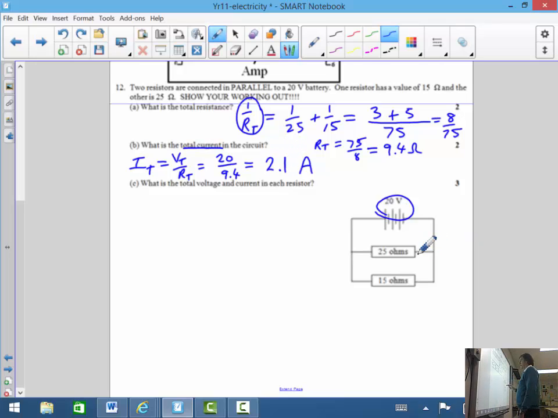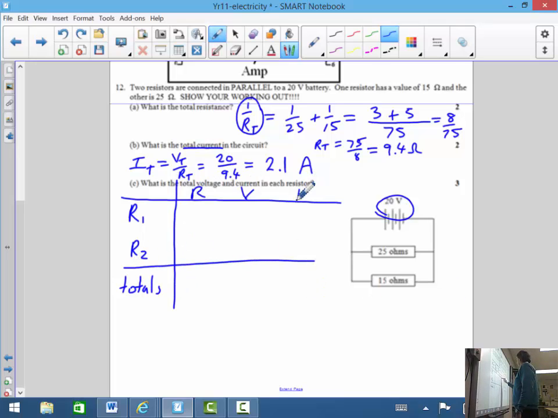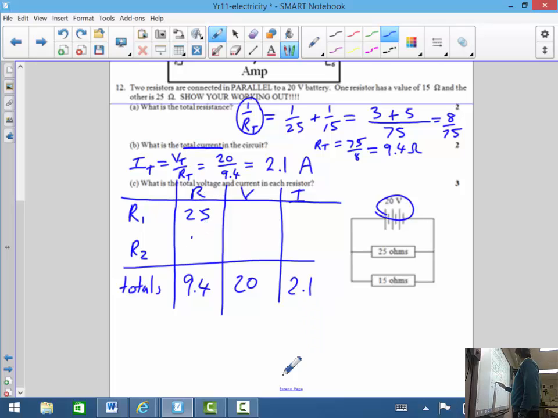Okay, what's the total voltage and current on each resistor? If you're looking at that there, you could use the table again here, probably not necessary because you'll have this worked out, but I'll use this as a setting out since that's where I'm going. So we've got R, V, I, just to sort of set it out. At the moment we know the total resistance is 9.4, total voltage is 20, the total current is 2.1. So we've already gone down this column here and gone across, which is the method we've been using.